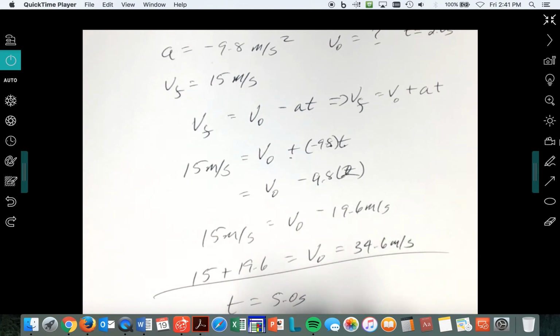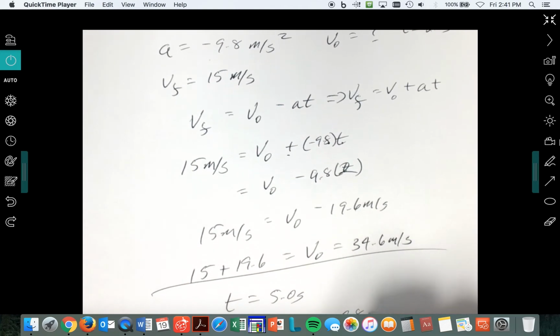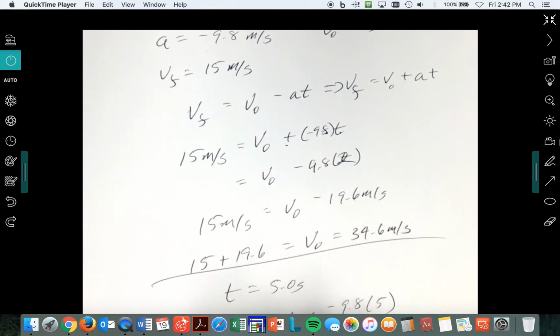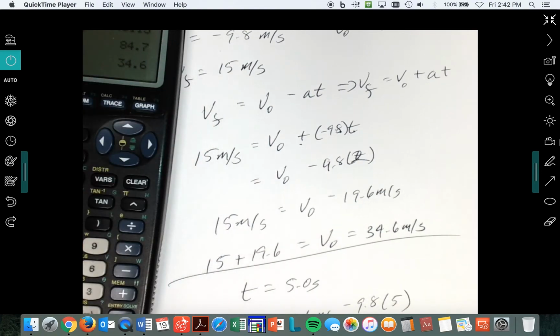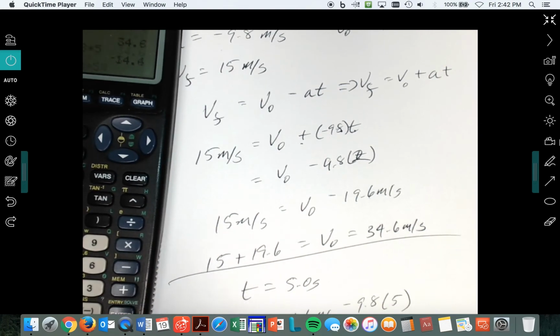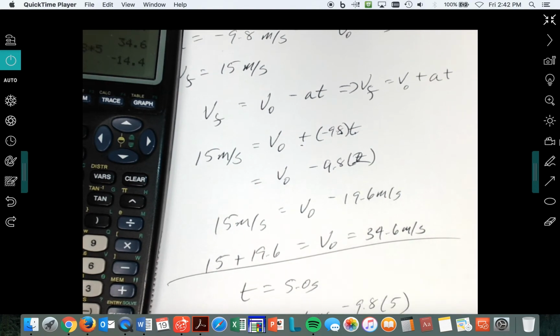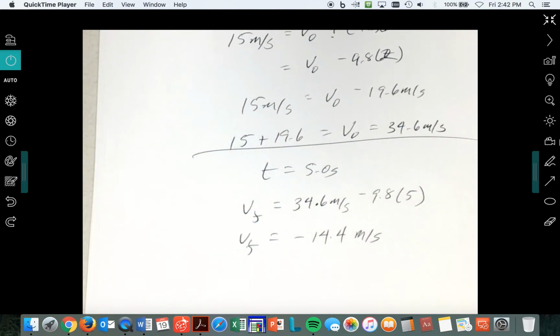All right, so I've got 34.6 meters per second minus 9.8 times 5. So V final is equal to 34.6 minus 9.8 times 5, which is equal to negative 14.4 meters per second. So what does that tell me? It's going down. It's gone up, and now it's coming back down.